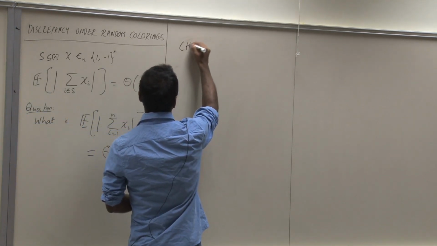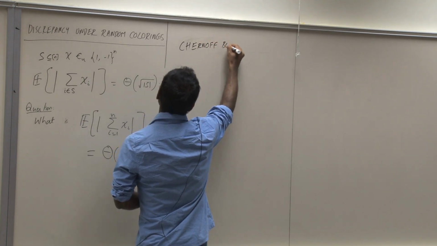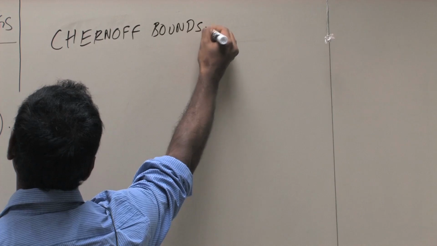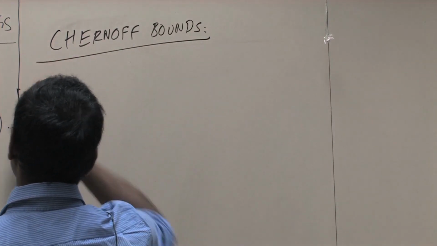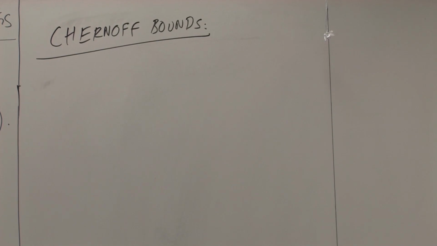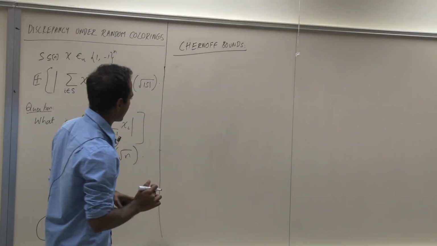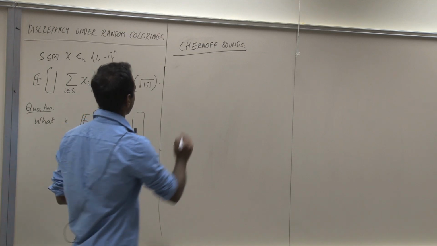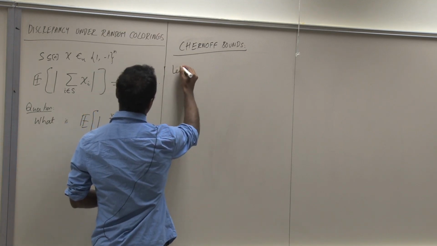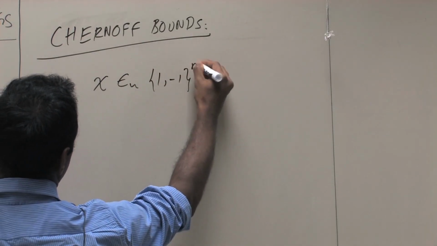So Chernoff bounds, this is again one of the mainstays in the probabilistic method, analysis of randomized algorithms in computer science and everywhere. And in its simplest form, which is all we'll need today, it says the following. There are many, many strong generalizations, but we'll look at the simplest form. Let chi be random plus or minus 1 to the n.